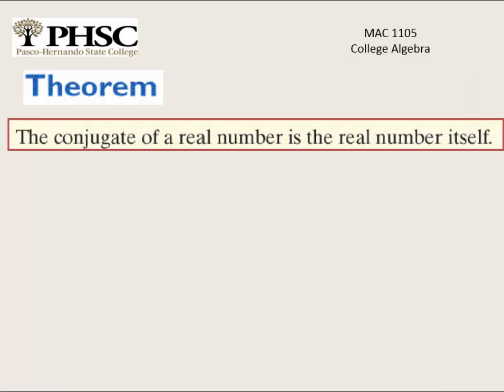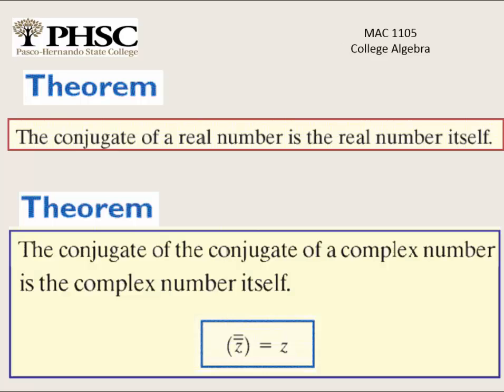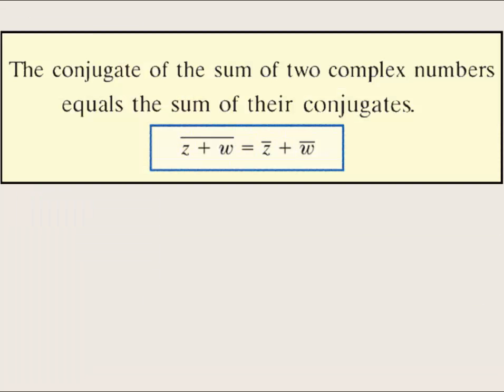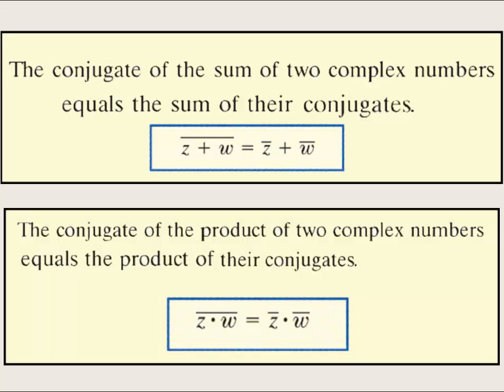Now, theorem: the conjugate of a real number is the real number itself. Another theorem: the conjugate of a conjugate of a complex number is the complex number itself. The conjugate of a sum of two complex numbers equals the sum of their conjugates, and the conjugate of the product of two complex numbers is equal to the product of their conjugates.